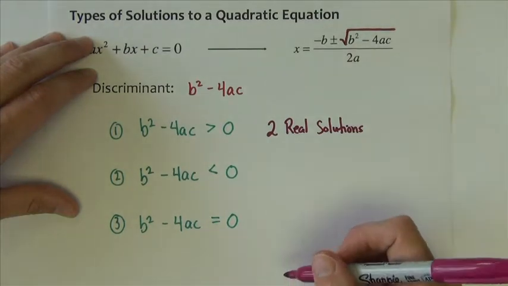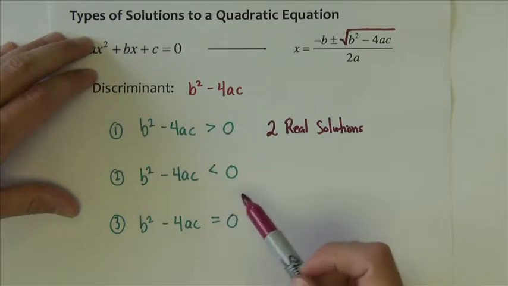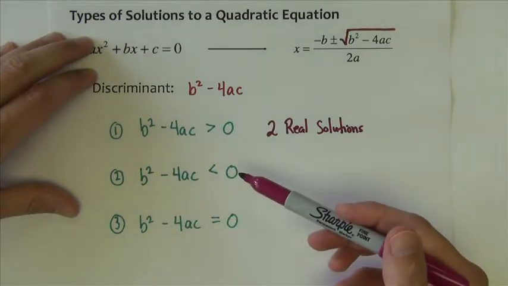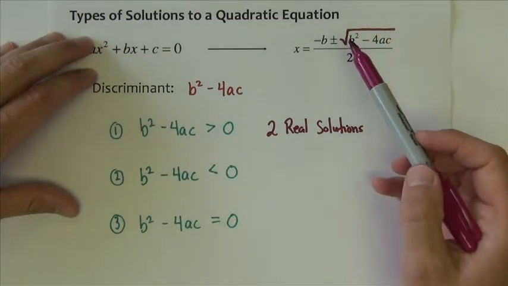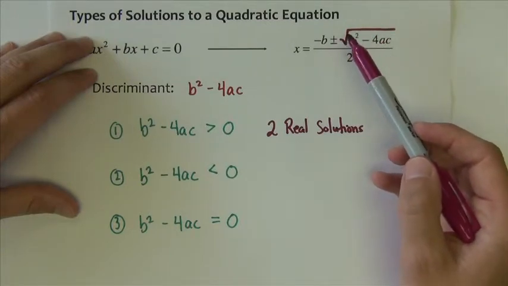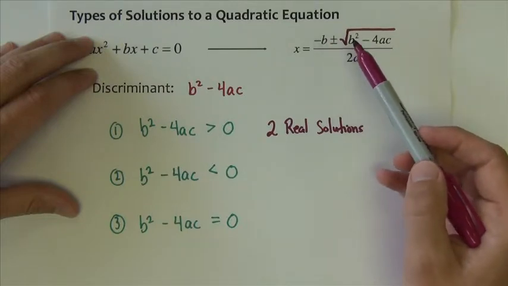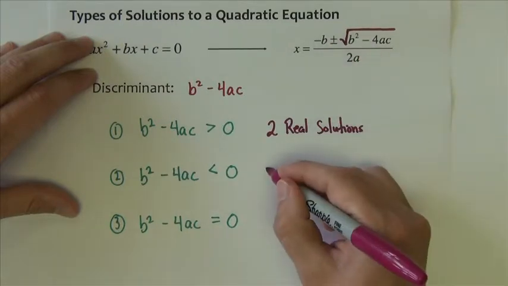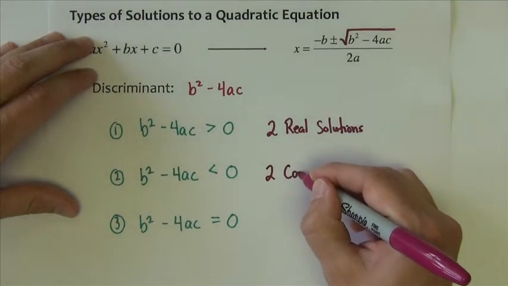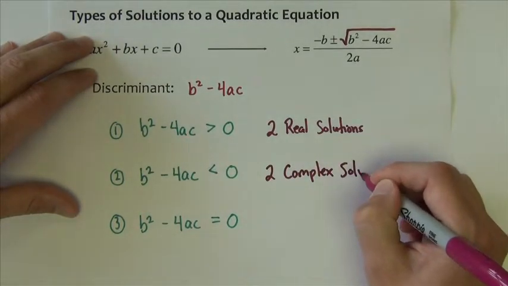Now what about if the b squared minus 4ac is negative, if it's less than 0? So let's pick a negative number, say it's negative 4. So I'd have the square root of negative 4. The square root of negative 4 is 2i. So I'd be adding 2i, subtracting 2i. I'd have two distinct complex solutions.